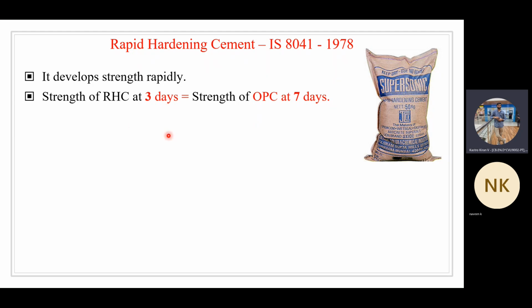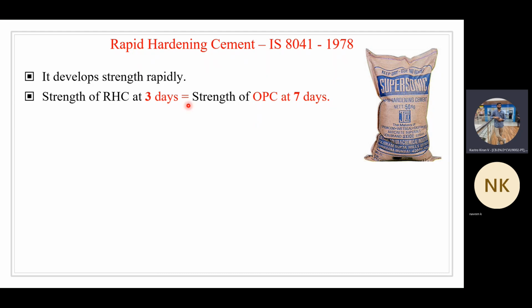And this is one type of cement that could be used during the construction of the COVID centers. I was talking about how the COVID centers got constructed within 5 days, within 10 days. It is because they have used this rapid hardening cement. They get the strength very fast. That's what this equation talks about.